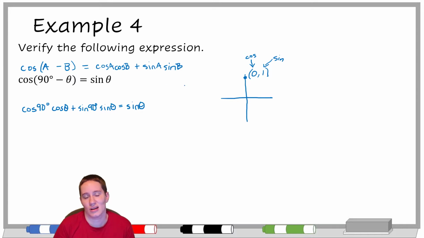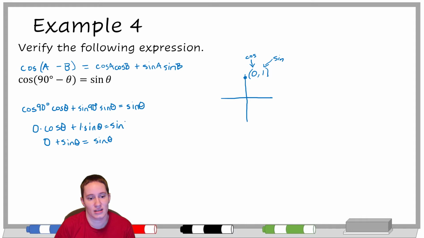The slightly less easy way is to pretend like you're making a triangle, even though you can't really make a triangle, and then work it out from there. But cosine of 90 degrees according to the unit circle, and any other way you do it correctly, is 0. And that's helpful because 0 times cosine theta is going to be 0. Sine of 90, though, is 1. And so 1 times sine is 1 sine, or just sine. So you can see now 0 plus sine theta is sine theta.